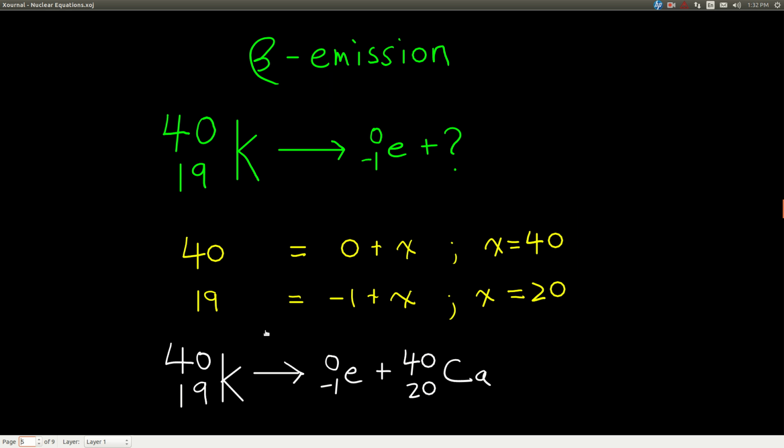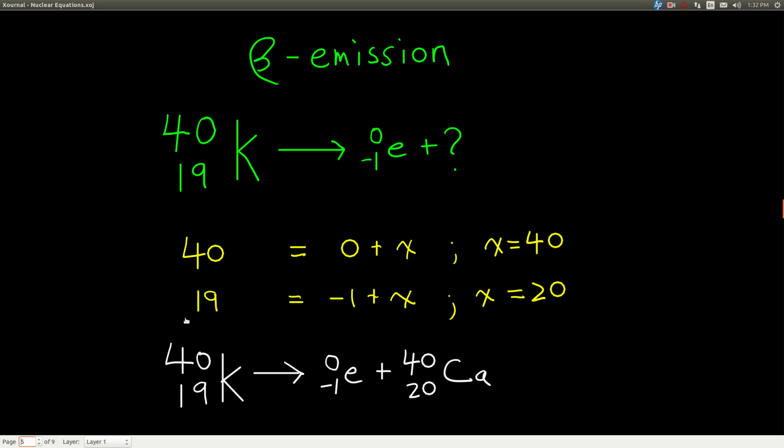Now let's look at beta emission. So we have an isotope of potassium, potassium-40, and we know it undergoes beta emission, but we're trying to figure out what this other product is over here. So we just do the same thing. We have 40 on the top on the left. We have 0 plus x is 40 on the right. Well, x has to be 40, right? So that means we know the top, or the mass number here, is 40. Same thing for the bottom.